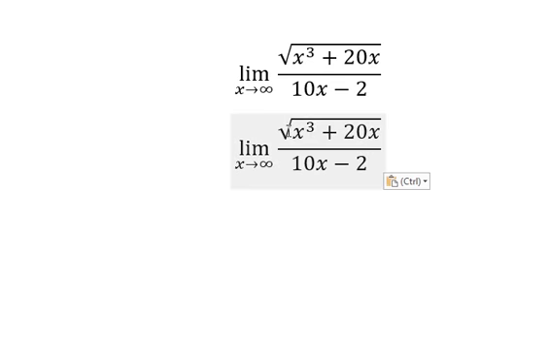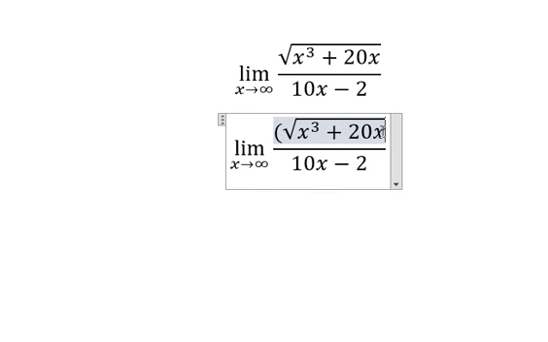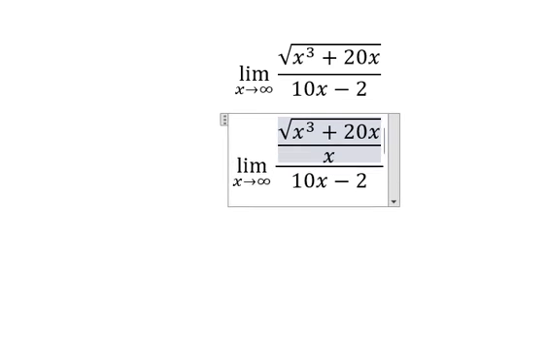We see that the square root of x to the power of 3, this one is about 3 over 2. Because the square root is about 1 over 2, number 3 and 1 over 2, we have 3 over 2. So the highest one is about 3 over 2 and the highest one is number 1 in here. So in this situation, I will divide by x on numerator and denominator.